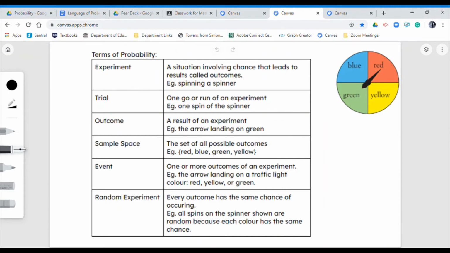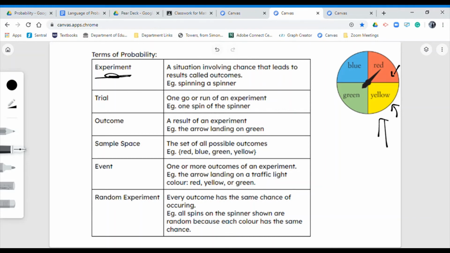So the terms of probability work like this. The first thing we have is something called an experiment. An experiment is any situation involving chance that leads to results called outcomes. For example, it could be flipping a coin, rolling dice, or, here we have a spinner, spinning a spinner. All of those are examples of experiments where you have a probability or a chance of one outcome. So the chance of spinning a yellow, or a red, or a blue, flipping a heads, rolling a 6, all of those would be experiments.